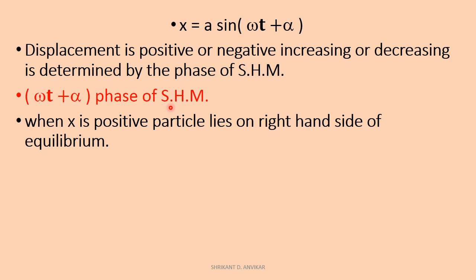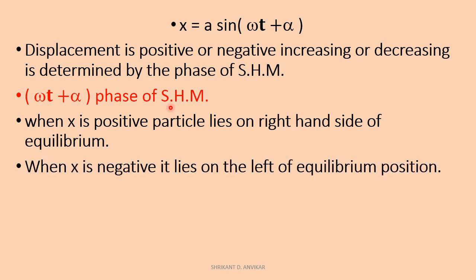If the displacement of the particle is positive, that indicates the particle is present on the right hand side of the mean position, on the right hand side of the equilibrium position. When the displacement of the particle is negative, that indicates the particle is present on the left hand side of the equilibrium position.